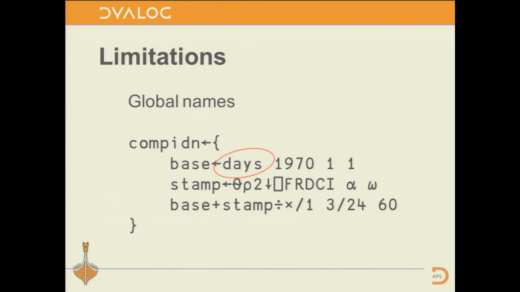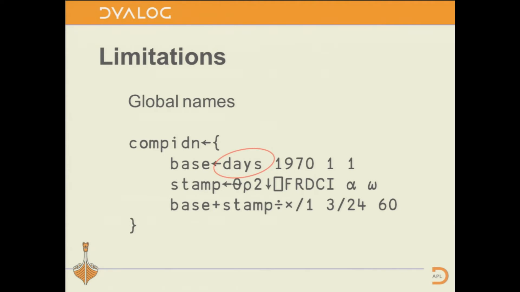But the first thing it does is to call another function in the defns workspace called days. And the problem with this is that the compiler works on one function at a time in isolation. When it's analysing this function, it has no idea what days is. In particular, it doesn't know if it's a function or an array or an operator. It doesn't even know if it's going to be defined at all when you come to run this code. And at that point, it gives up.